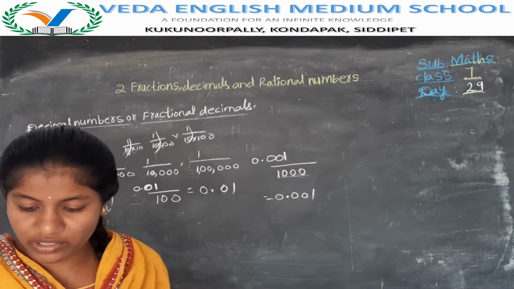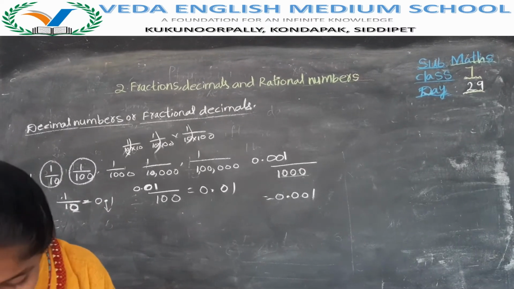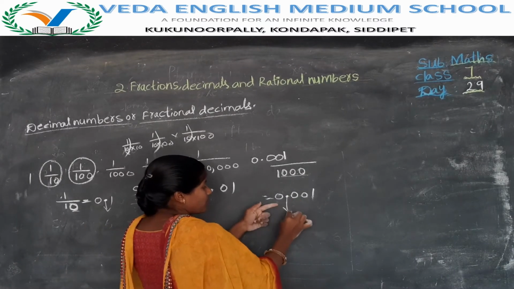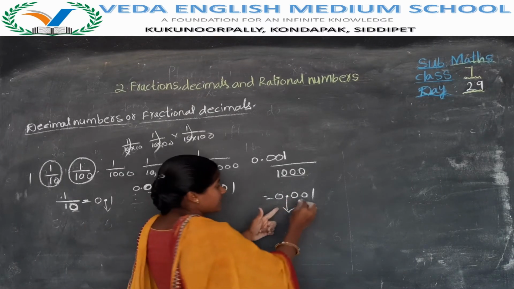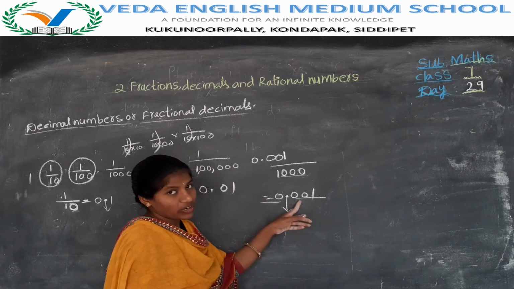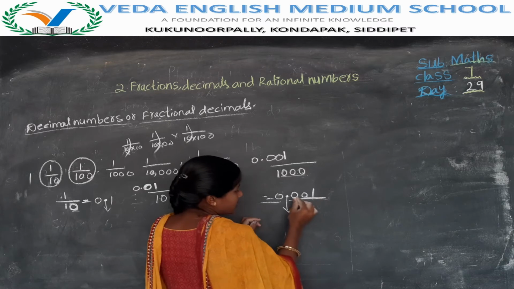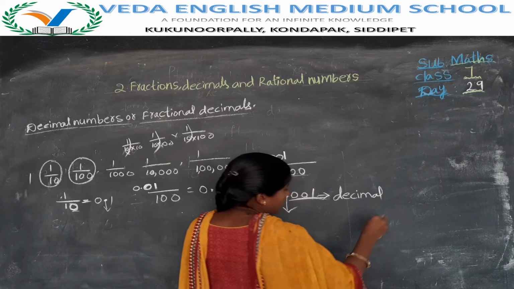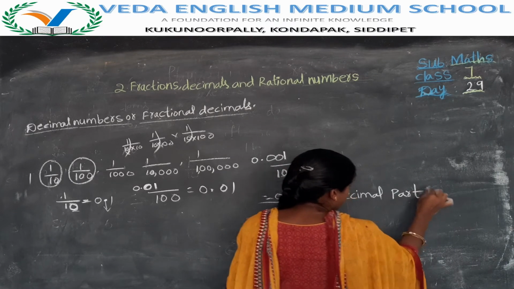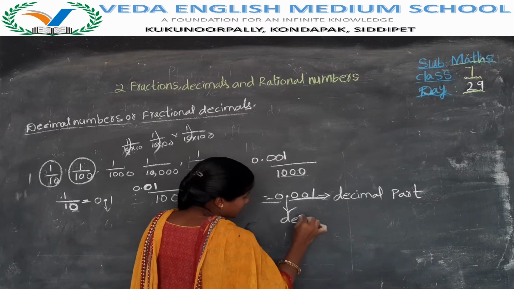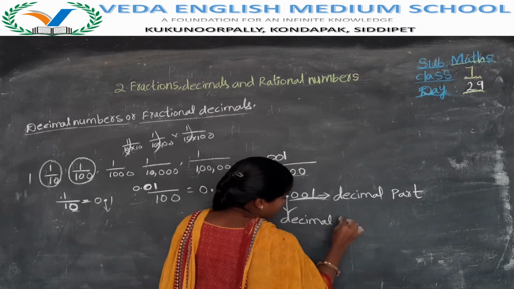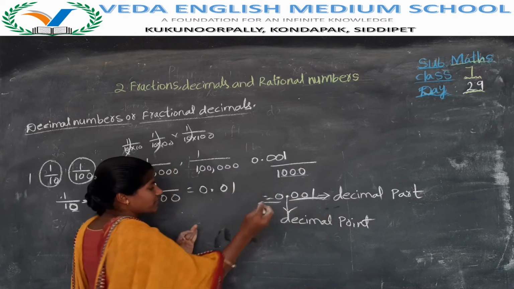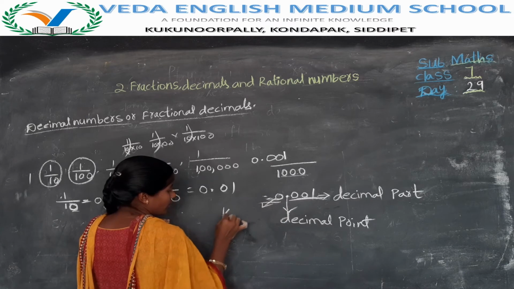For this decimal point we have two parts. One is the right side, another is the left side. The right side part is called the decimal part. Here right side 001 is called the decimal part. This is the decimal point. Here the left side is the whole number part. This 0 is called the whole number part.